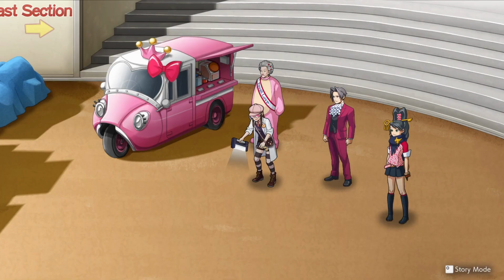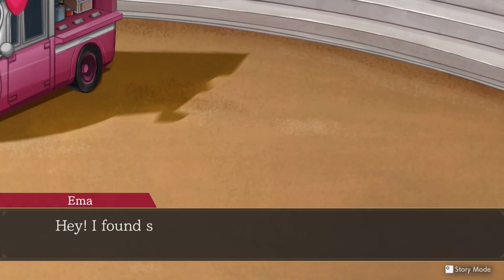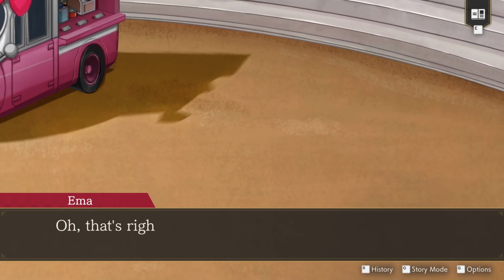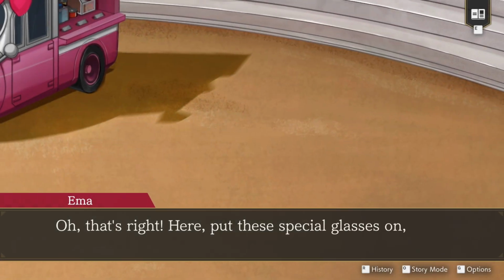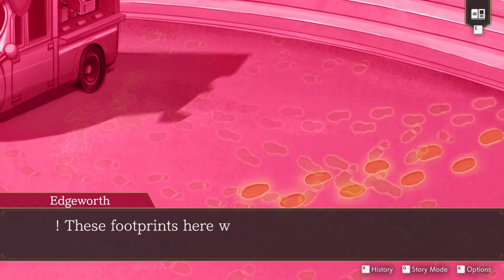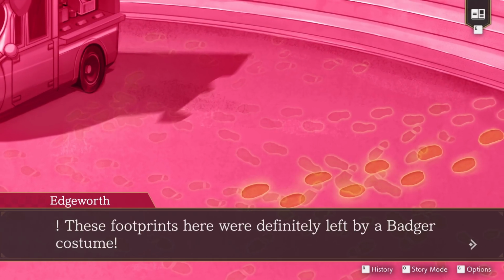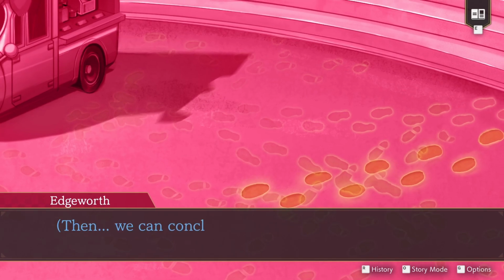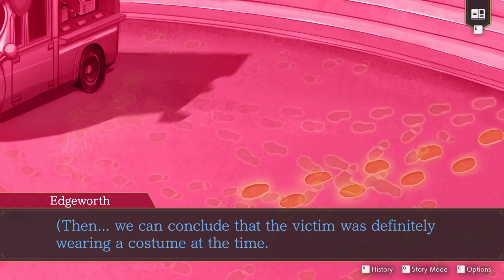Okay, it was just disabling things. Hey, I found something. Look, right there. I don't see anything. Oh, that's right. Here, put these special glasses on. Mr. Edgeworth? These footprints here were definitely left by a badger costume. Judging by the way the prints are layered, those seem to be the newest. Then we can conclude that the victim was definitely wearing a costume at the time.